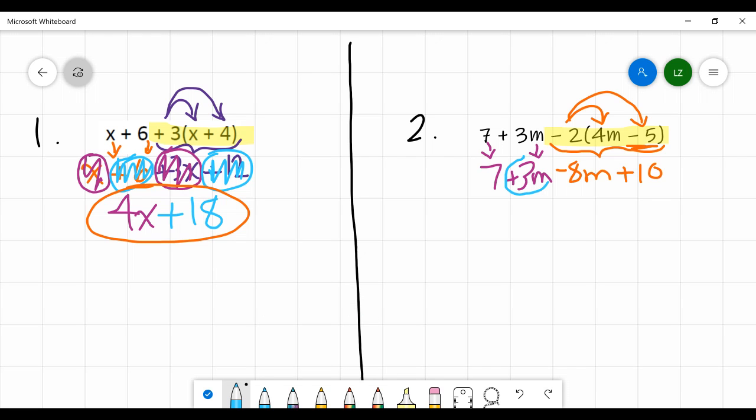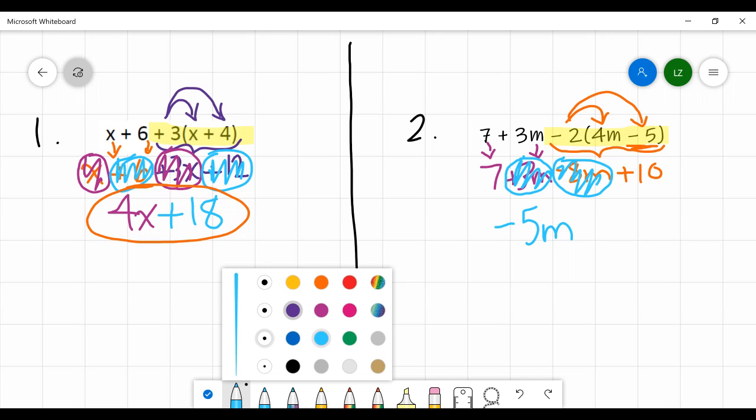I have a positive 3m and a negative 8m. Or if you combine them, you look at it as 3m minus 8m. So I have more negatives, and I have 5 more negatives. So that is negative 5m. So those guys are gone. Bye. And I am left with my constants to be combined.